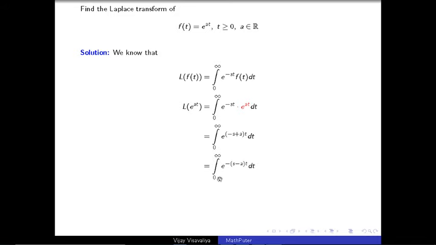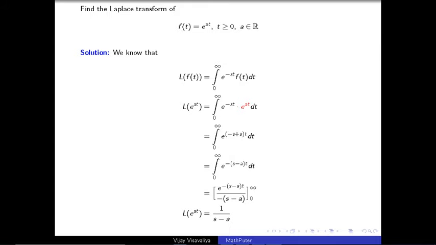Again we take the minus sign common: integration 0 to infinity e raised to minus of s minus a into t. Now let us integrate this quantity with respect to t. It will be e raised to minus s minus a into t upon the constant, which is minus of s minus a. We substitute 0 to infinity. When t is equal to infinity, we know e raised to minus infinity is 0, so at the upper limit this is 0. At the lower limit the quantity is 1. So the Laplace transform of e raised to at is 1 upon s minus a.